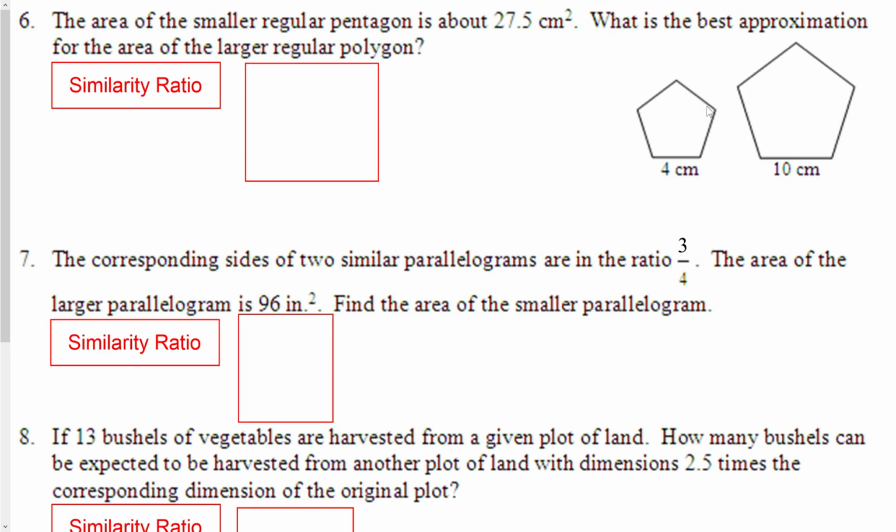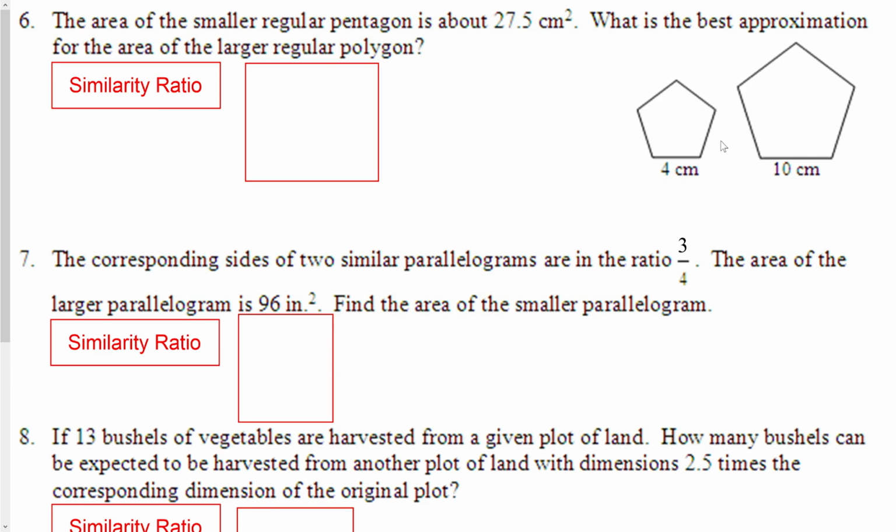Well, if they're both regular pentagons, we know that all of the angles are going to be congruent, and an angle in one regular pentagon is always the same as angles in another regular pentagon. So these are always going to be similar if they're the same regular polygon.